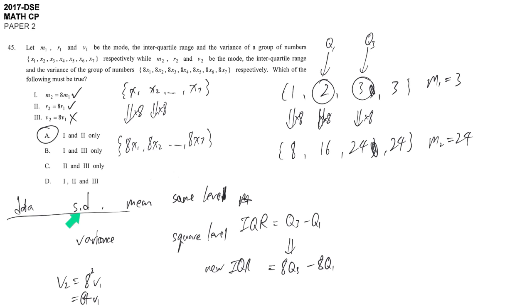If we ask you about SD, a little bit more, SD2, the new SD, is equal to the first SD times 8 times. This also has the same ratio.